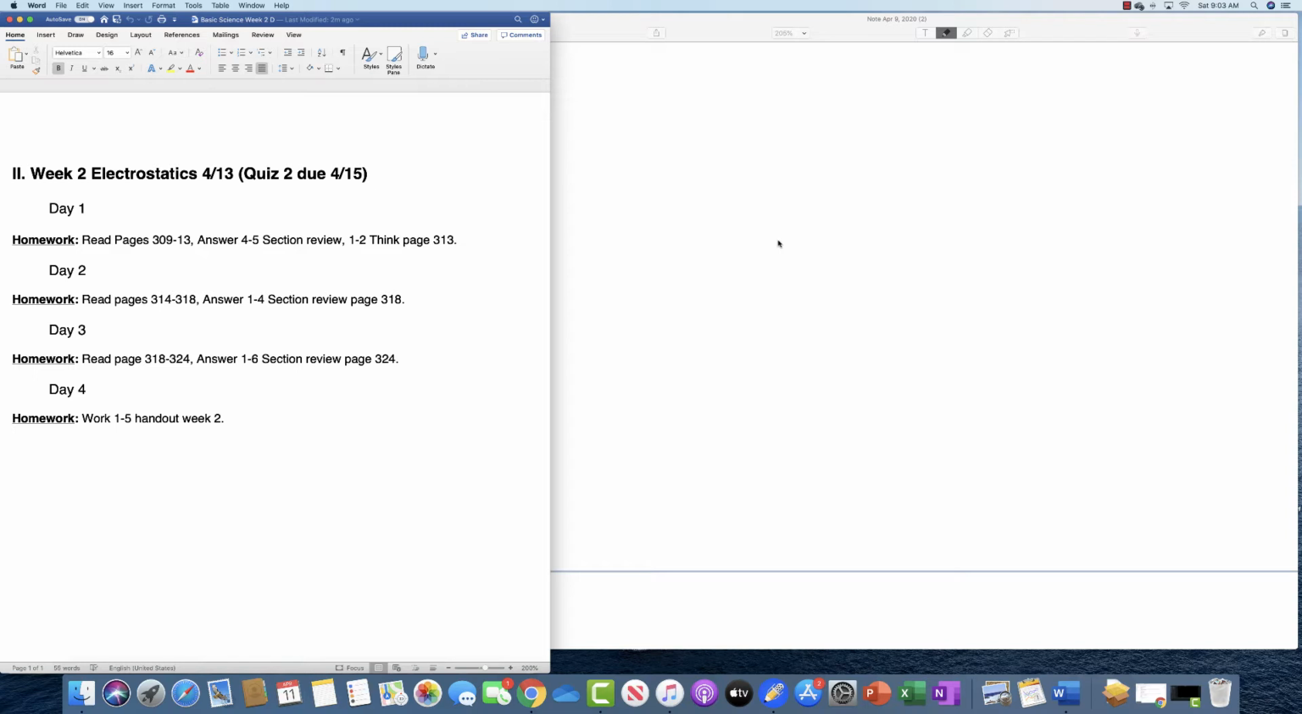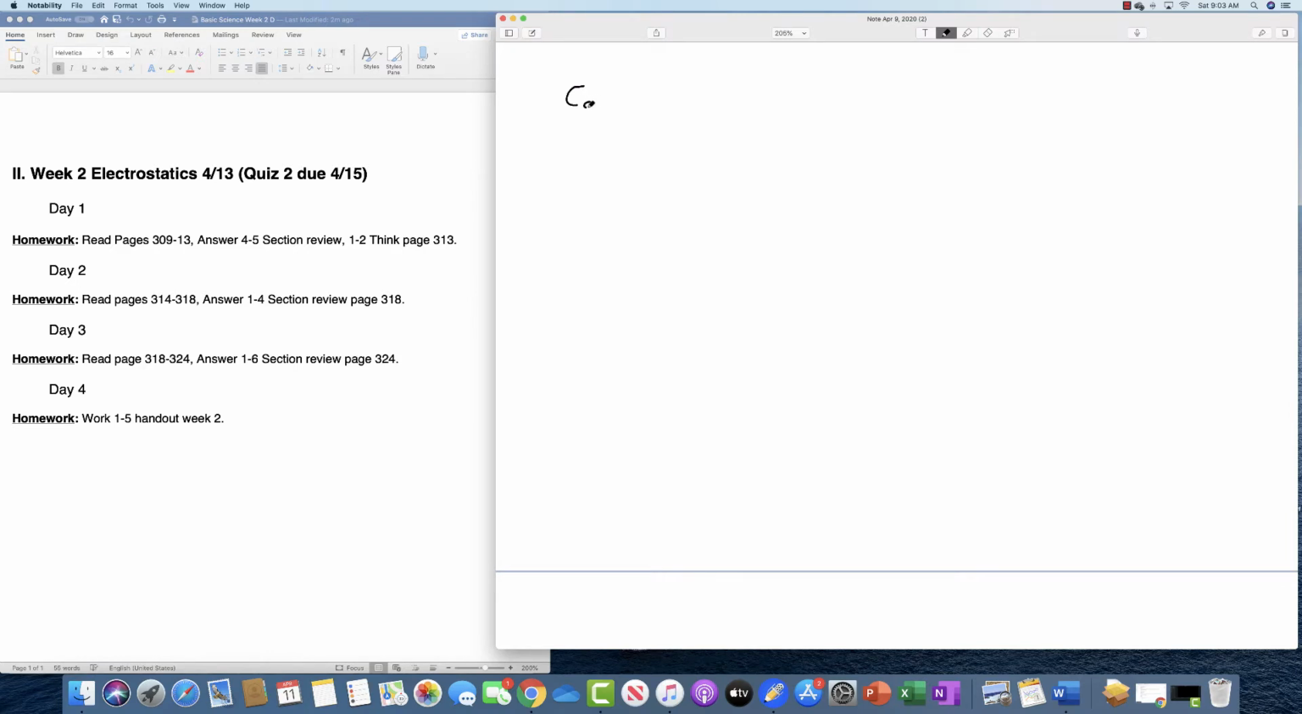The first question is number 4 in section review, and number 4 states, what is the SI unit used for measuring electrical charge? If you look on page 311 of your book, down at the bottom on the right, you'll find a section on measuring electrical charge. And a coulomb is the unit that is used.